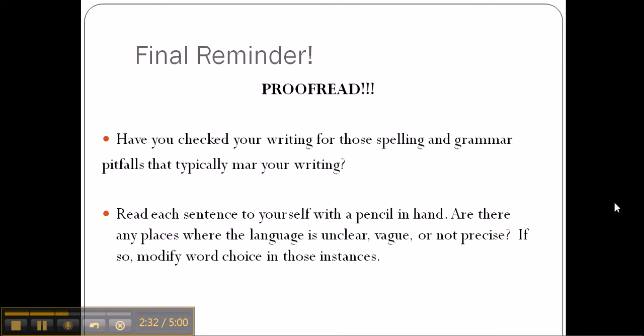Read each sentence to yourself with a pencil in hand. Are there any places where the language is unclear, vague, not precise? It's okay to track your reading with a pencil after you've written it all down. I make mistakes all the time that I catch afterwards. Writing is editing. That's all writing is. Writing is rewriting. You just got to rewrite and rewrite and you make it right. That doesn't confuse you.